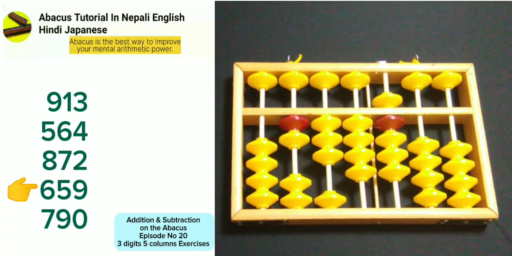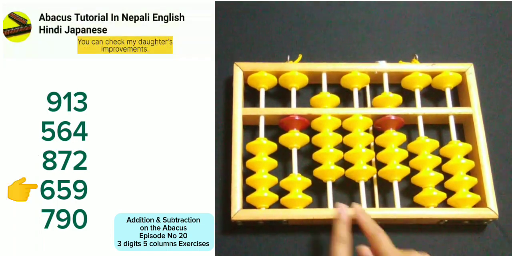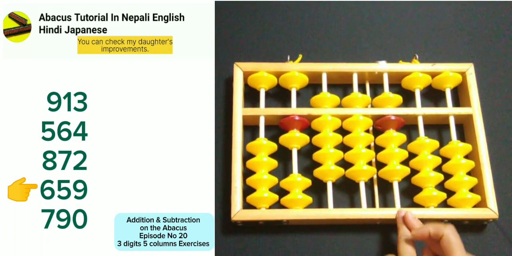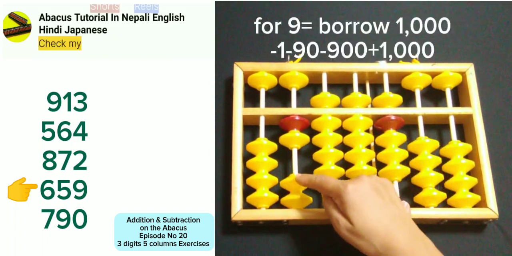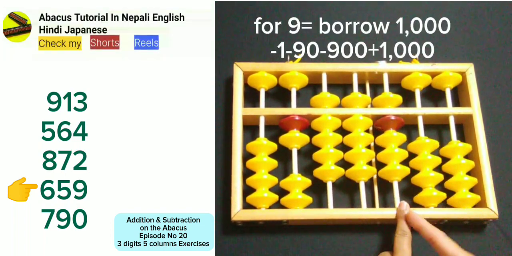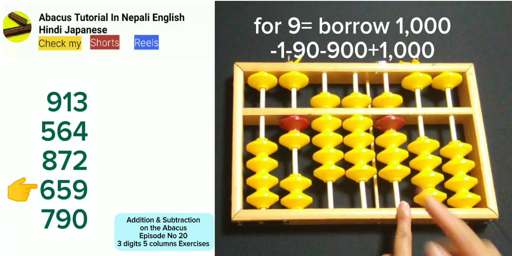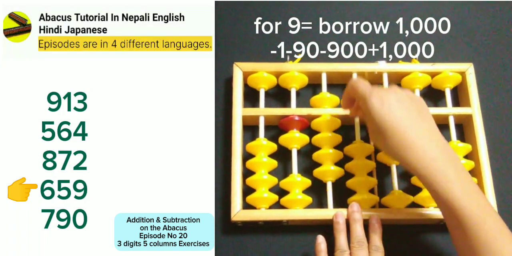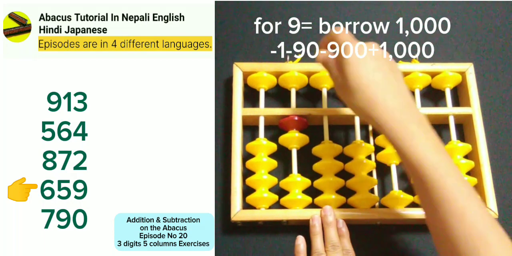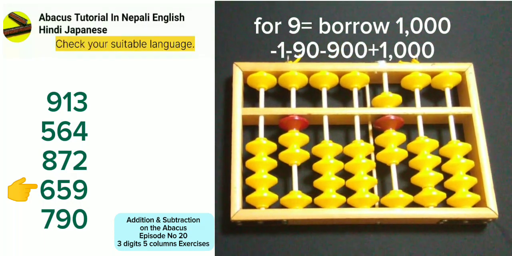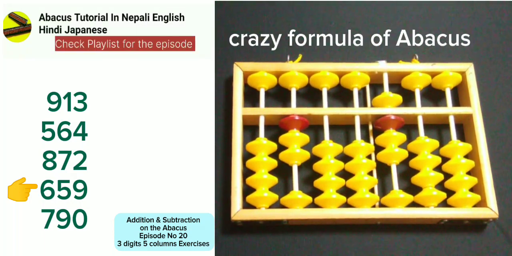This is 3-step addition. We added 70 here and 2 is here. Next, 659. So 6 you can add easily. This is 5 and 9. So we have to borrow this 1000 to add 9 on 1's place. So first reduce 1, reduce all 10's place, reduce all from 100th place and borrow this 1000. This is the crazy rules of abacus.